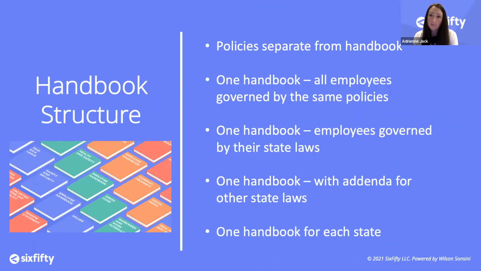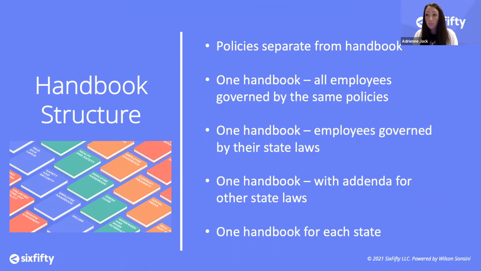So another popular way that we see companies structure their employee handbook is that the company has one handbook and that employees, regardless of which state they work in, are all governed by the same policies. So for example, if a company has employees in 10 states, the company would look at the required laws in each of those 10 states and then create one company policy that complies with the law of each of those states. So for example, if California requires that companies provide bereavement leave to employees, then a company would provide bereavement leave to all of its employees, even though only a portion of its employees are located in California.